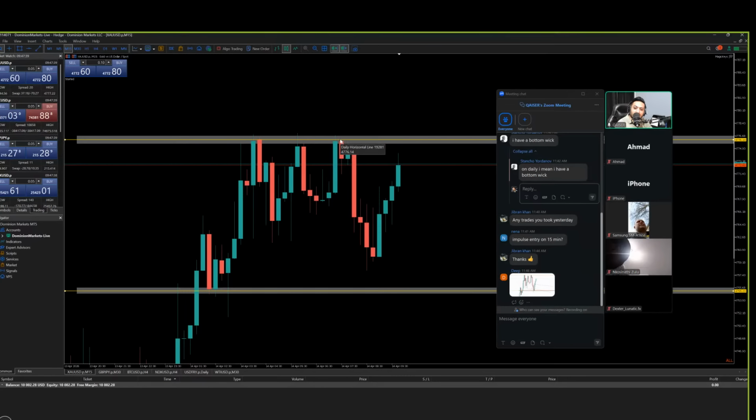We just got rejected 1, 2, 3 times from this area. So I need a candle to close in my favor so I can give my trade a chance. Impulse entry on a 50 minute? No, waiting for the candle to be closed. Deep just sent me a chart here.